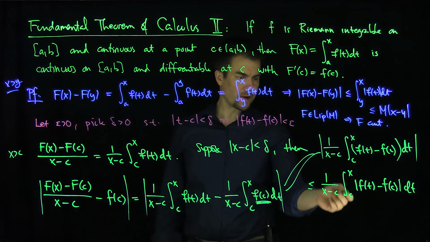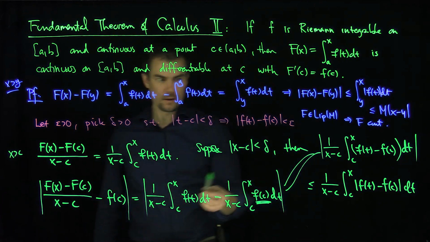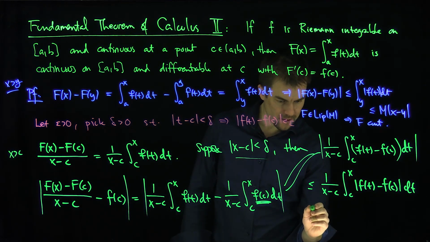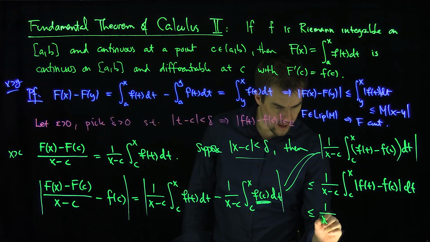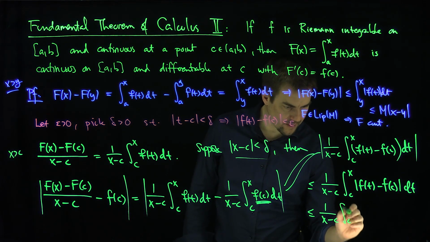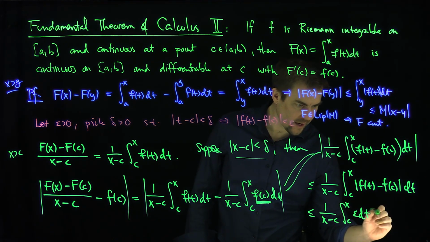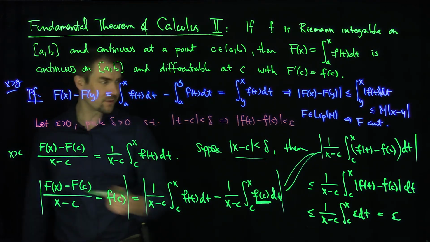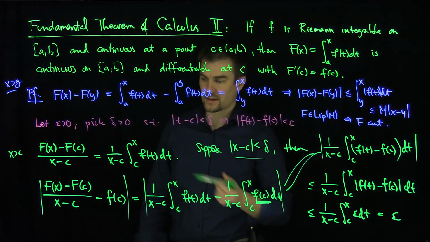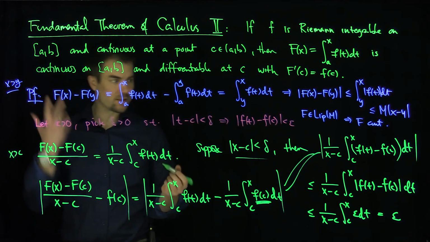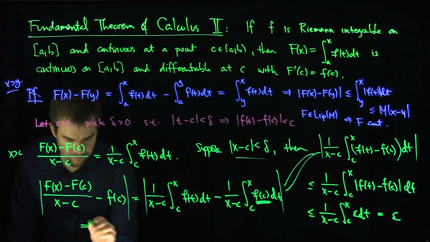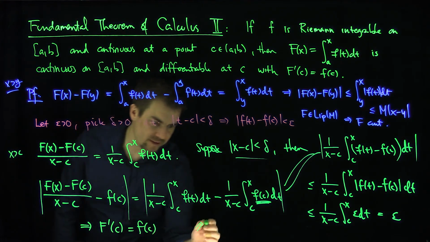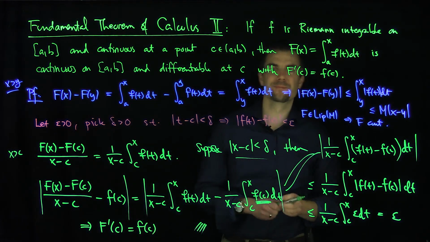Now by assumption, since the absolute value of x minus c is less than delta, it says that the absolute value of t minus c is less than delta, so this is less than epsilon. So this is less than or equal to 1 over x minus c times the integral from c to x of epsilon dt, and that just integrates to epsilon. So I've shown that this difference quotient minus f of c is less than epsilon if the absolute value of x minus c is less than delta. That tells me that F prime of c exists and is equal to little f of c, and that's the proof of the second part of the Fundamental Theorem of Calculus. Thank you very much.